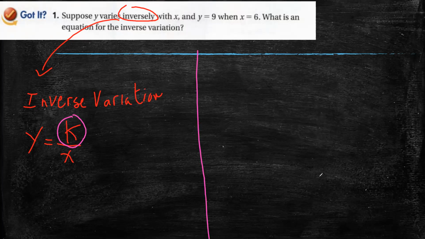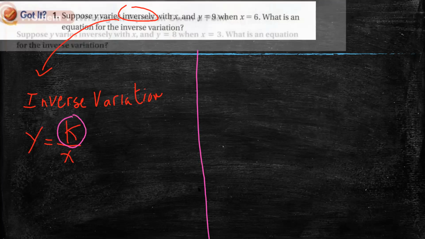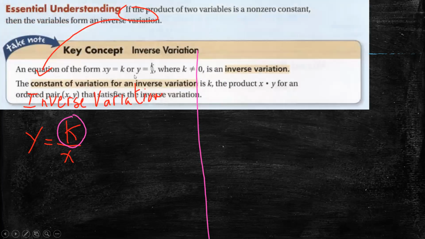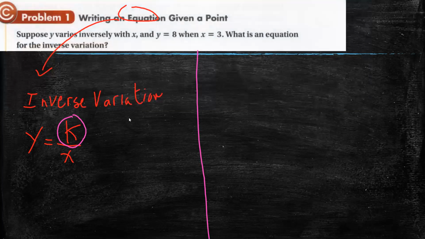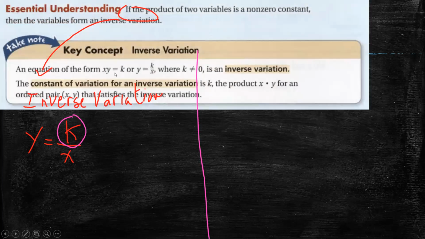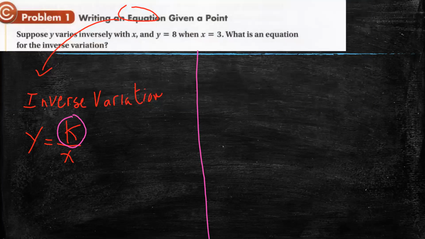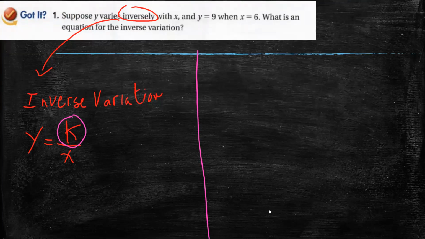Now, to find k, we said before that k is x times y, or y is k over x. So to find it, you can use two ways. They are the same. The first one, you can say that x times y is equal to k, or you can say y is k over x. Any of them will give you the same answer. In the previous question, I solved it using this one.